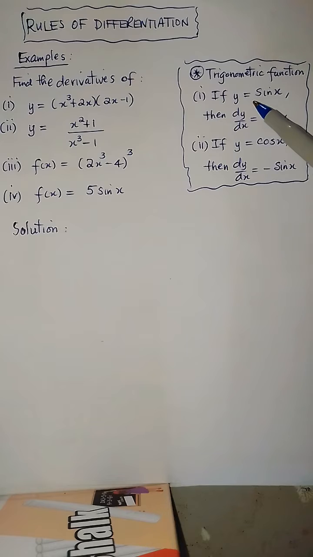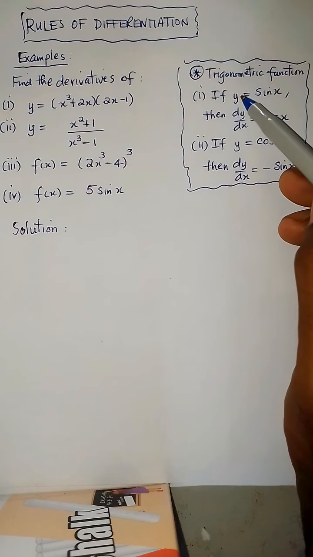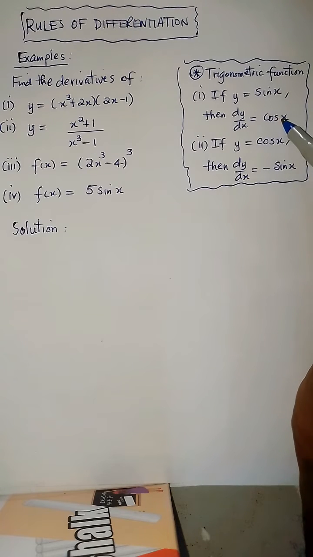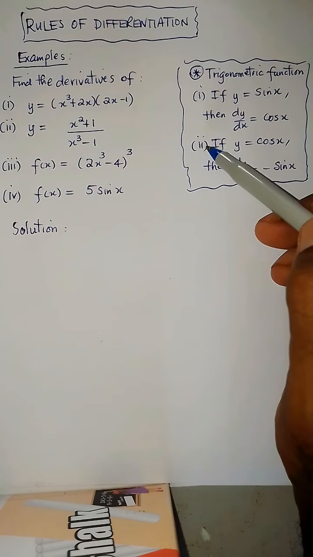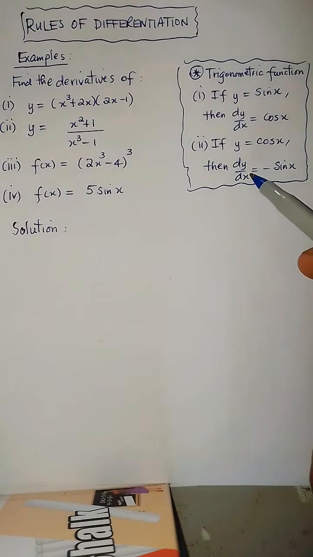Our side note here gives the trigonometric function, especially the derivatives of two basic trigonometric functions. The first trigonometric function is y equals sine x. Its derivative is equal to cos x. And the second function is y equals cos x. Its derivative is equal to negative sine x.